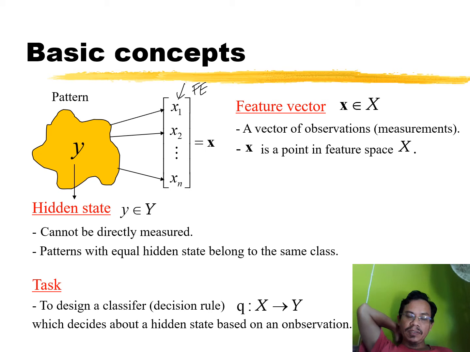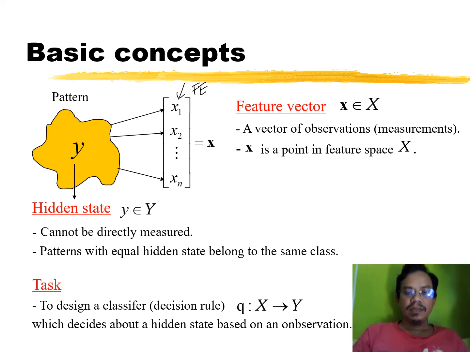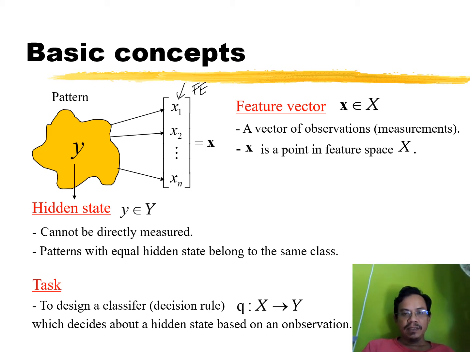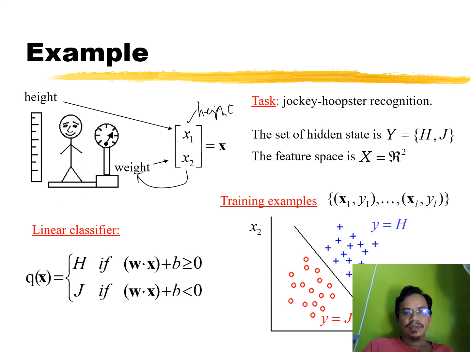So this is the basic concept. We have a pattern, and then x1 until xn is a feature vector, a vector of observations. X is a point in a feature space X, right? So to design a classifier, q: X to Y, which decides about a hidden state based on an observation.